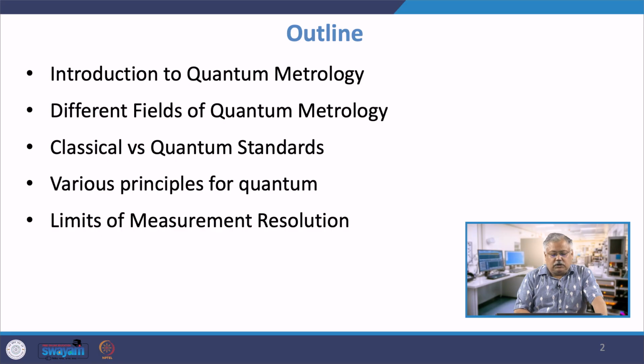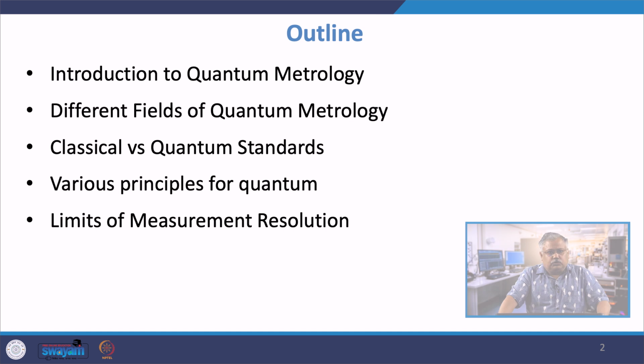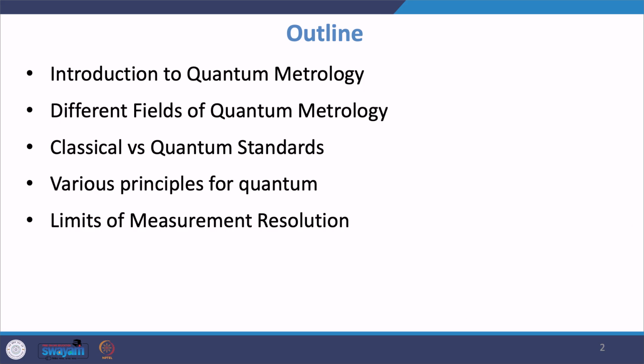This is lecture number 57, and in this we will be looking into the introduction of quantum metrology and its mathematical formulation at a later date. The outline of this lecture will be: introduction to quantum metrology, which means the sensing mechanisms and the various areas of quantum metrology. Then, the difference between classical and quantum standards, various principles of quantum metrology, and the limits of measurement in terms of resolution. So, this will be the outline of this lecture.